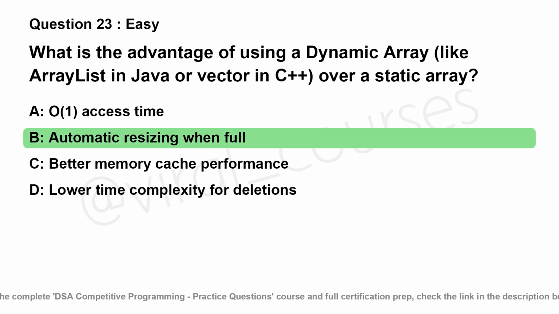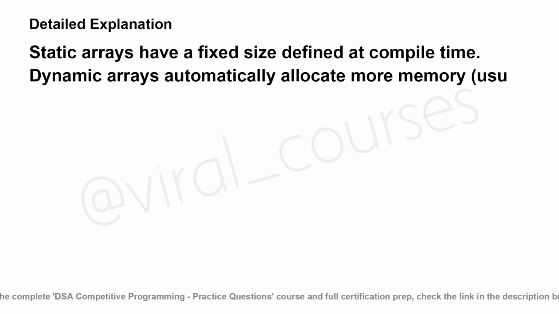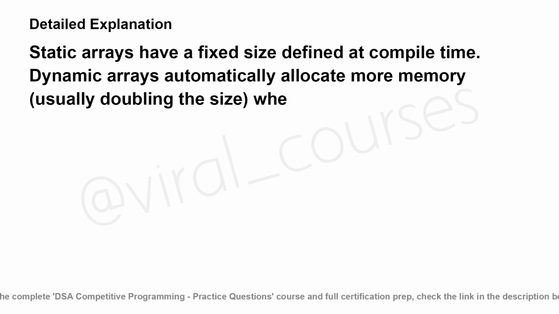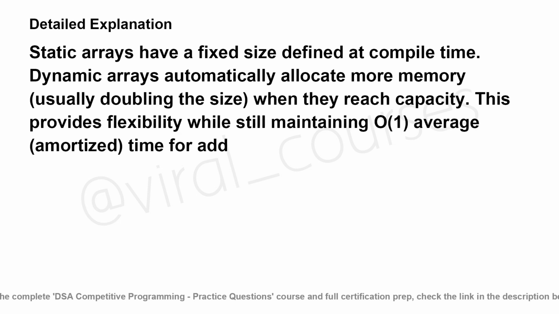The correct answer is B. Static arrays have a fixed size defined at compile time. Dynamic arrays automatically allocate more memory, usually doubling the size, when they reach capacity. This provides flexibility while still maintaining O(1) average, amortized, time for adding elements to the end.